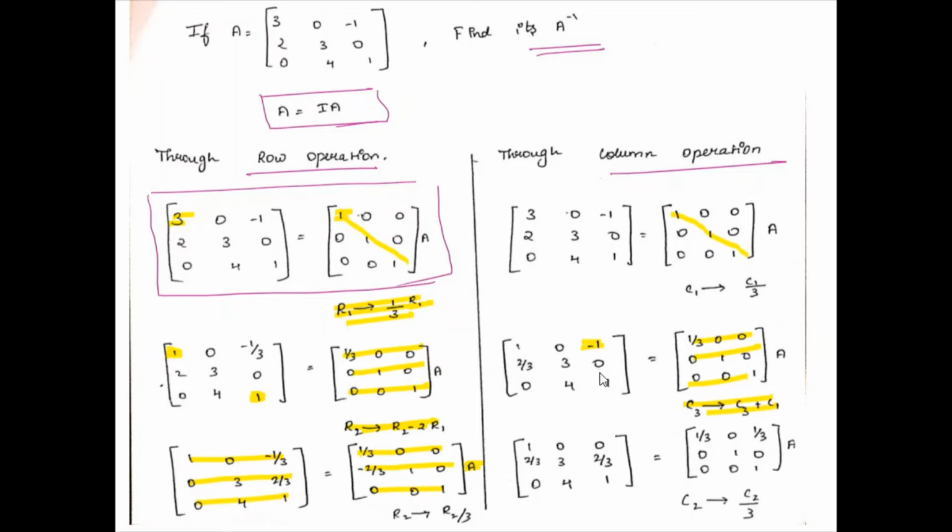When we apply this operation, the matrix will become [1, 0, 0; 2/3, 1/3, 2/3; 0, 4, 1] = [1/3, 0, 1/3; 0, 1, 0; 0, 0, 1] into A. Now we will proceed with the next step in row operation. Here A31 is already 0, so no need of conversion.